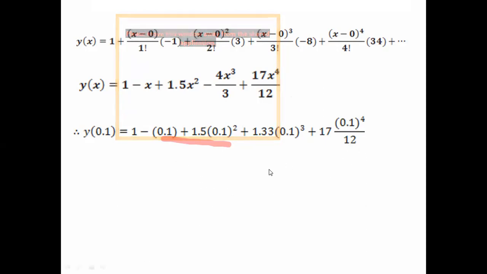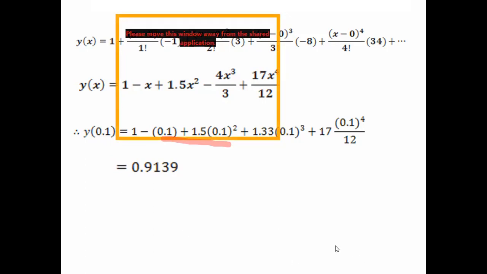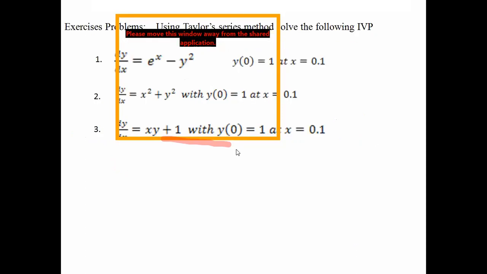Just simplify this. And you may see that the answer for this is 0.9139. That's the solution for this differential equation. Now to get practice, you take some problems of this type and try yourself. So I have given some examples here.